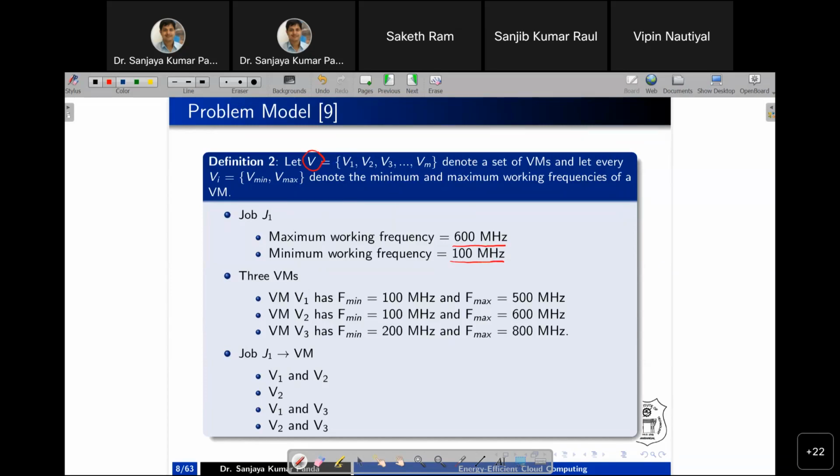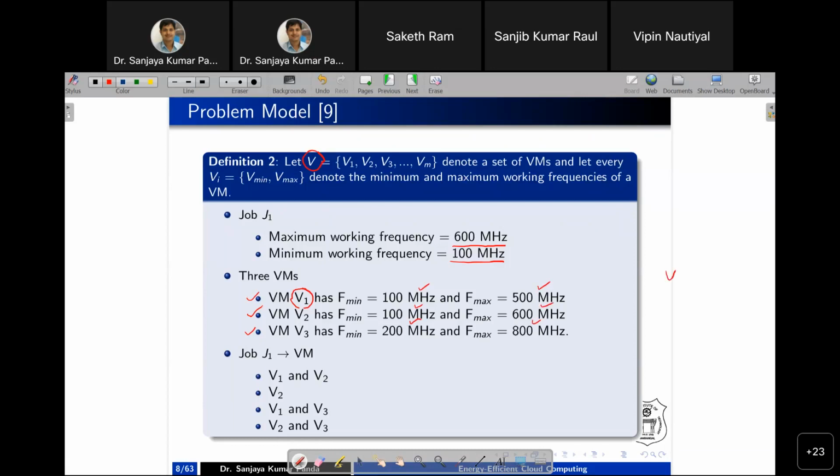On one side you have the job. On the other side you have a server or virtual machine. Let us consider you have three virtual machines: V1, V2, and V3. Whether it is a virtual machine, a server, or a job, we represent it in the form of minimum frequency and maximum frequency. For virtual machine V1, the minimum frequency is 100 megahertz and the maximum is 500 megahertz. V2 is another virtual machine, with 100 megahertz minimum and 600 megahertz maximum. Similarly, V3 has 200 megahertz and 800 megahertz.